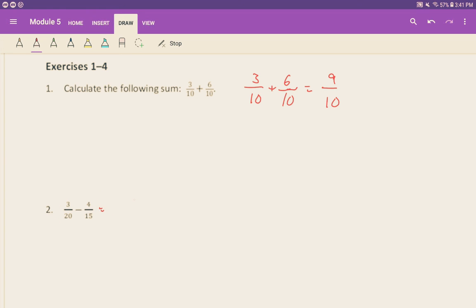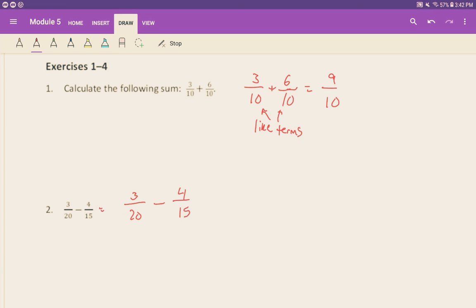So in this case, I'm going to rewrite it here, we are trying to subtract 3/20, take away 4/15. What we cannot do is subtract these the way they're currently written. And the reason for that is because we do not have common denominators. This is like comparing apples and oranges. We do not have like terms, whereas here we had like terms. So what do we do? How do we fix this?